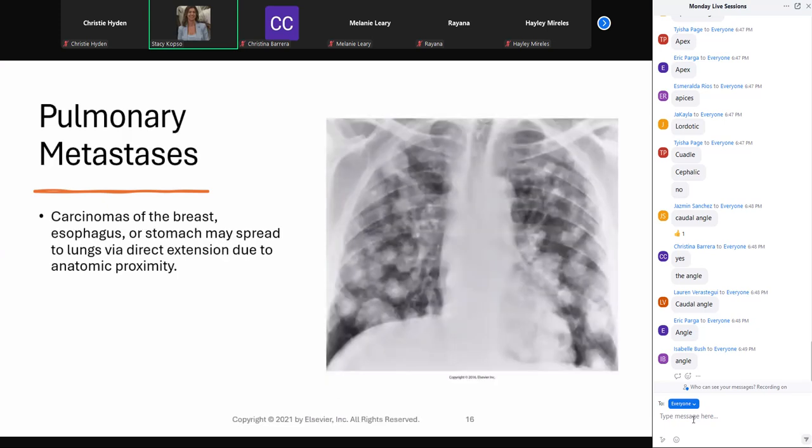Pulmonary metastasis. This is usually caused from carcinomas of the breast or esophagus and stomach, and then they spread to the lungs via a direct extension due to the anatomic proximity of how close it is. So you can see all the nodules on that chest there.